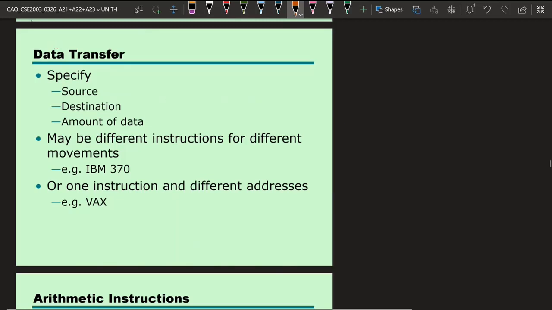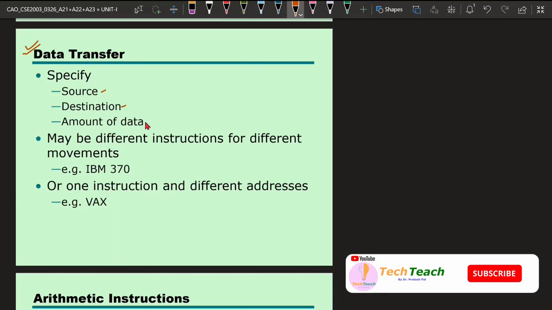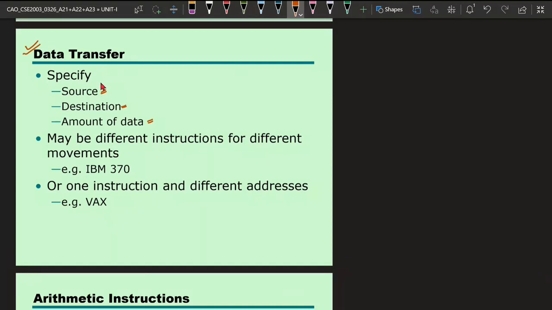Okay, so we will start with data transfer related operations. In these operations, the instructions will be defined such that each has a source, a destination, and the amount of data, or what data, that needs to be transferred. So these instructions should include these points so that they can perform a particular operation.